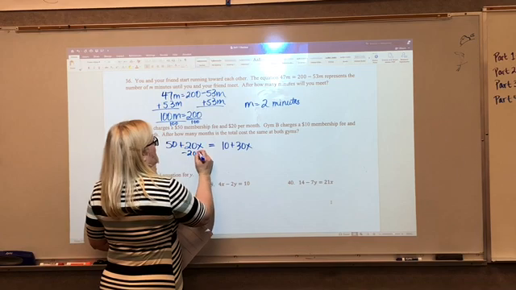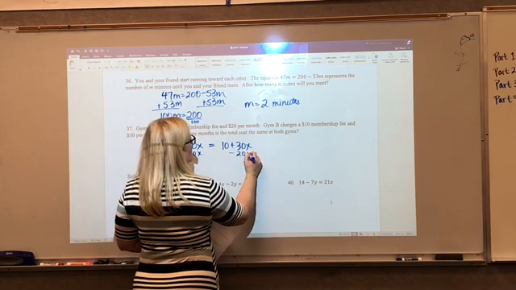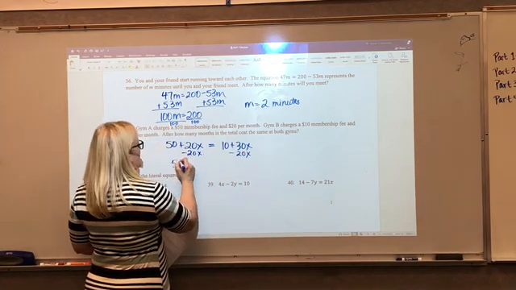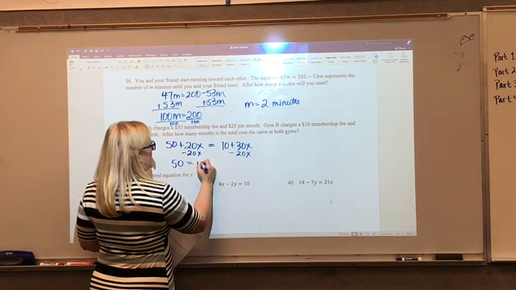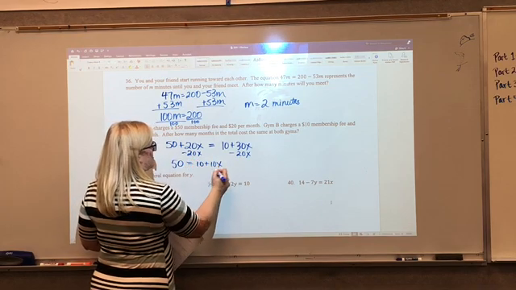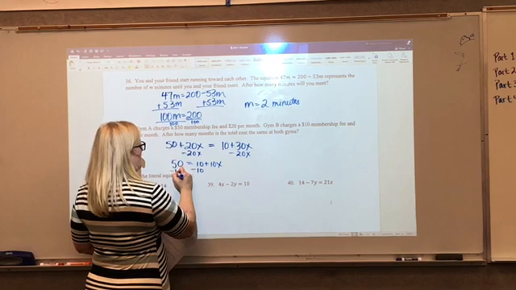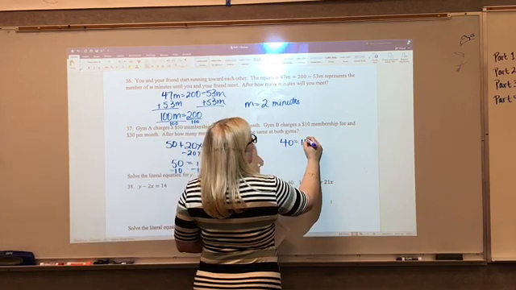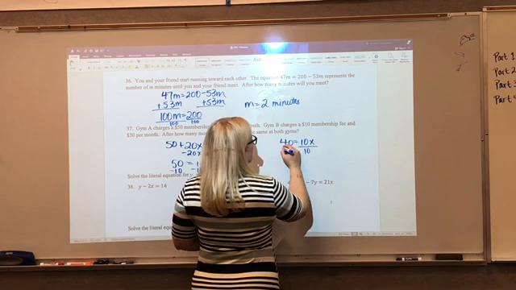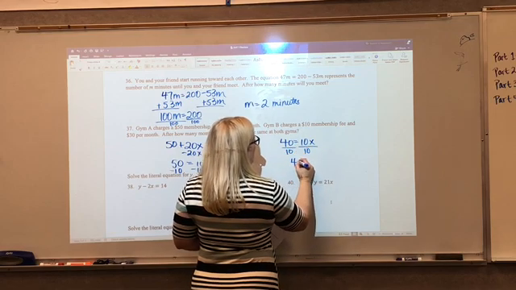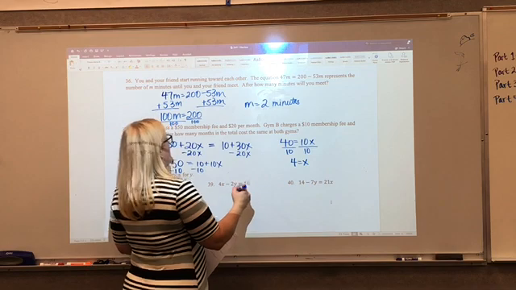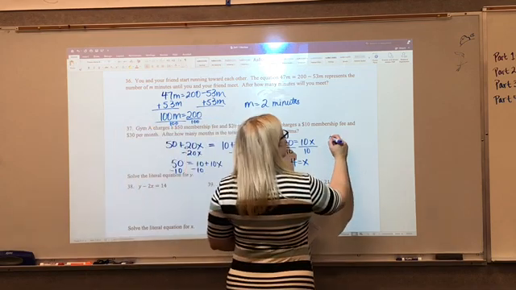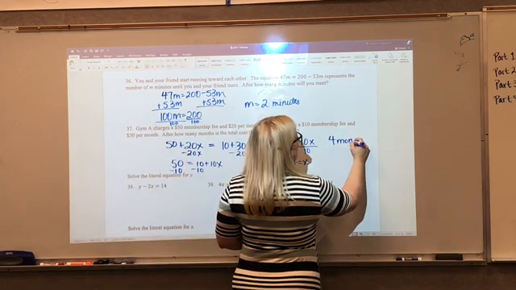I'm going to subtract 20x from both sides. That gives me 50 equals 10 plus 10x. Now I'm going to subtract 10 from both sides, and I get 40 equals 10x. Divide by 10, and I get 4 equals x. So, after 4 months, they will cost the same.